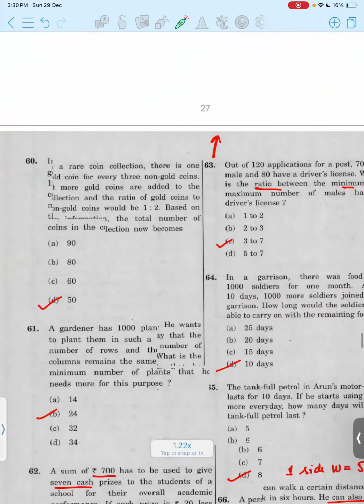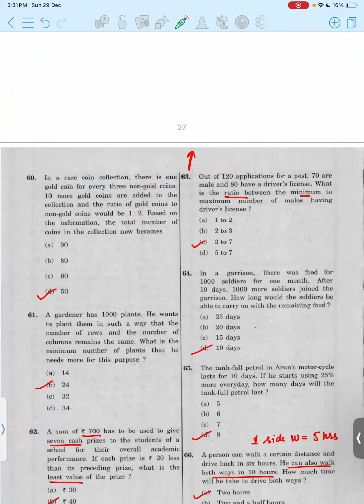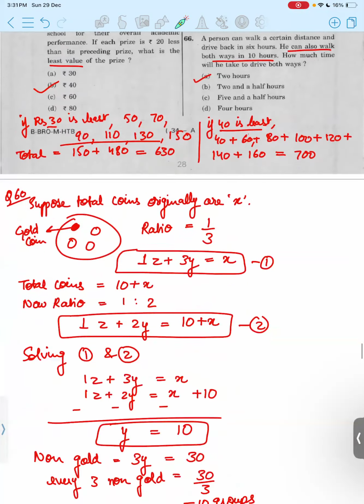And in 60, we are given a rare coin collection. There is 1 gold coin for every 3 non-gold coins. 10 more gold coins are added later on. Now the ratio becomes 1:2 between gold and non-gold coins. Based on this information, to find the total number of coins in the collection, what would be the total number? As per the answer key, the correct answer is 90 for 60.